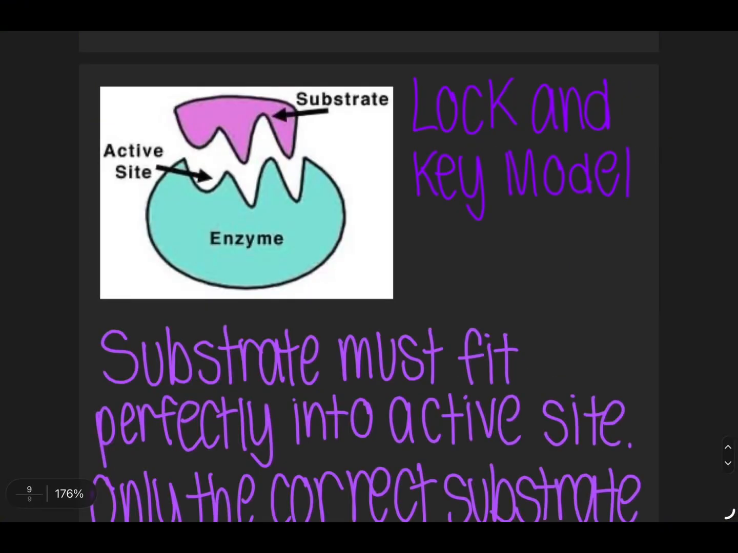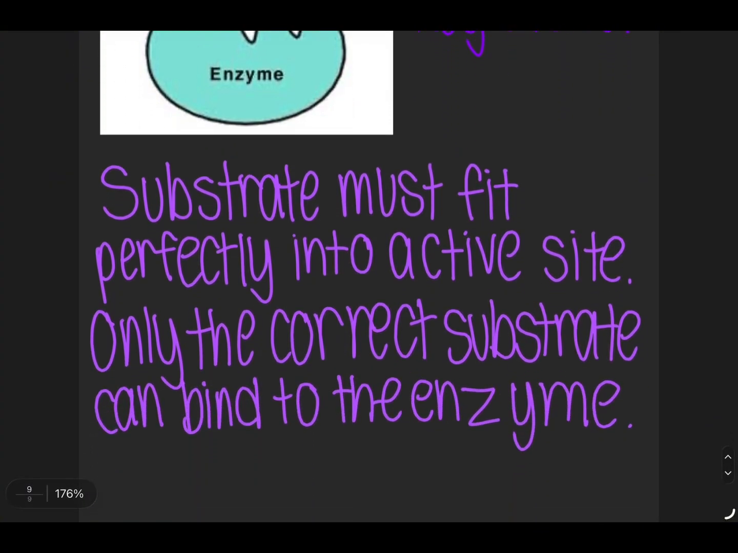This connects to the lock and key model of the enzyme function. In this model, the enzyme is like a lock and the substrate is like the key. The substrate must fit perfectly into a specific region of the enzyme called the active site. Only the correct substrate can bind to the enzyme, which ensures that enzymes are highly specific in the reactions they catalyze.